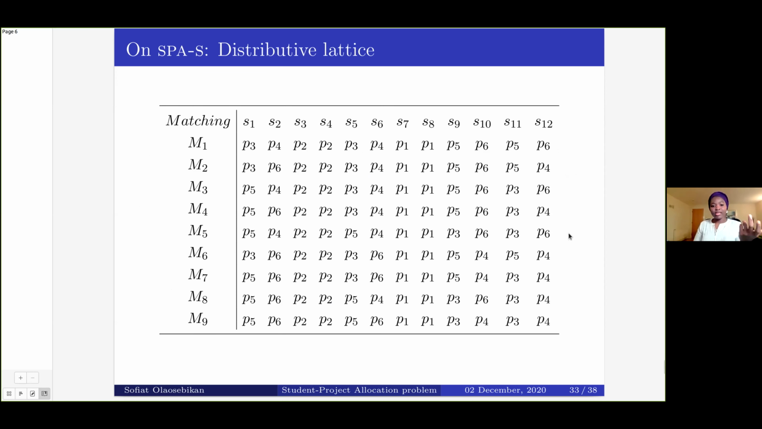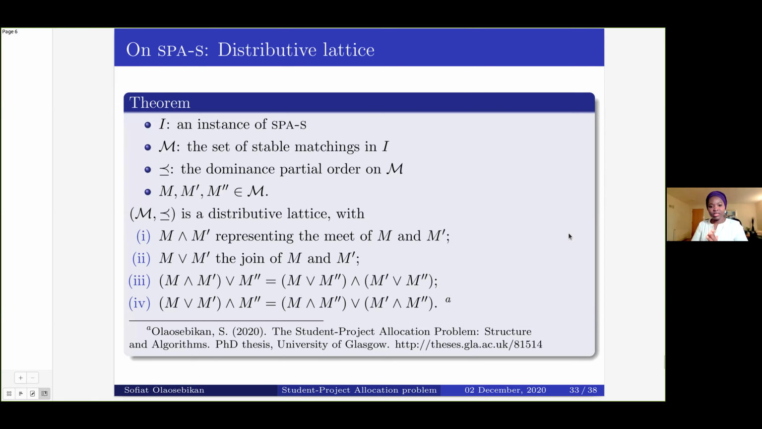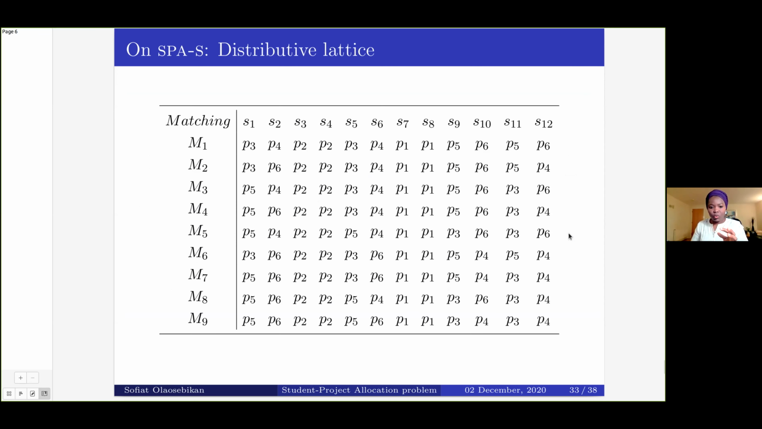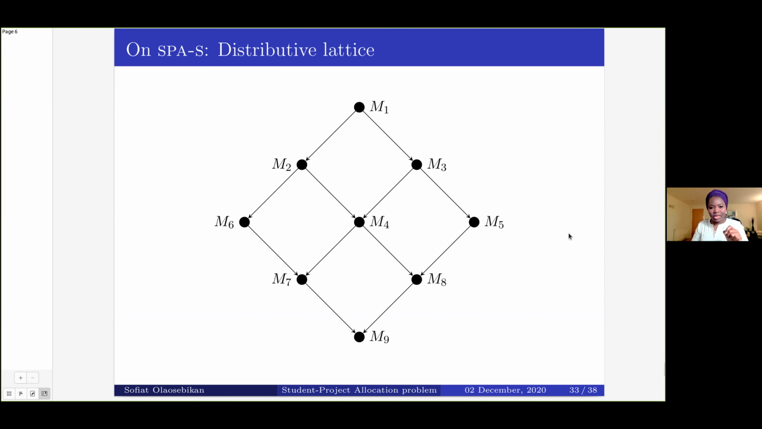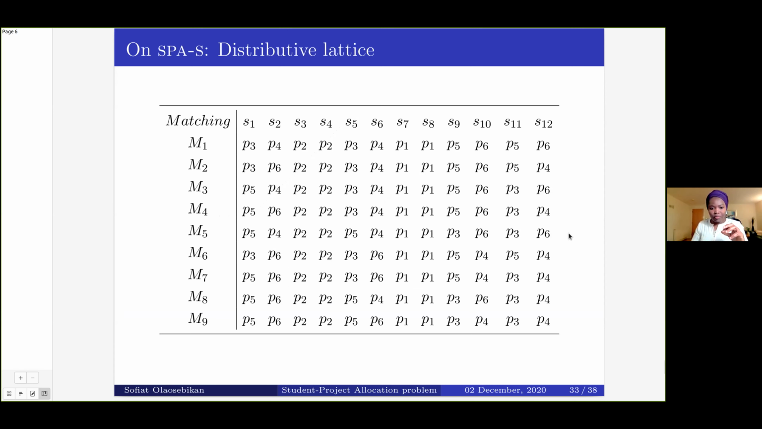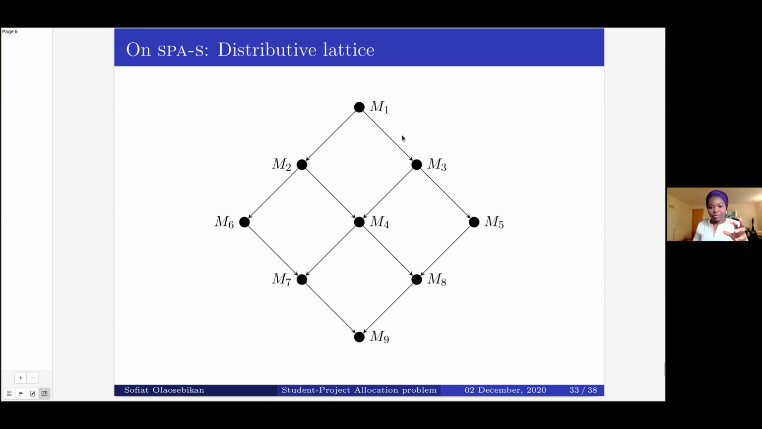And because of what I just proved here, that the set of all stable matchings under dominance forms a distributive lattice, we can draw a picture that represents how these stable matchings interact with one another. So the M1 we have here is the student optimal matching. It's at the top. And then M2 and M3. So what this means is that M1 dominates M2 and M1 dominates M3. However, the meet of M2 and M3, the meet goes up, gives us M1.